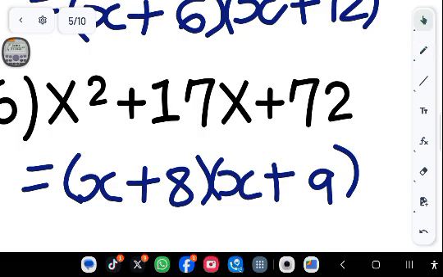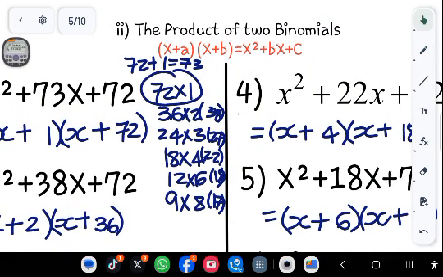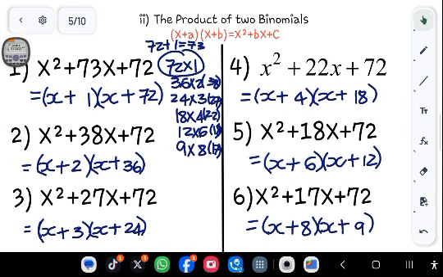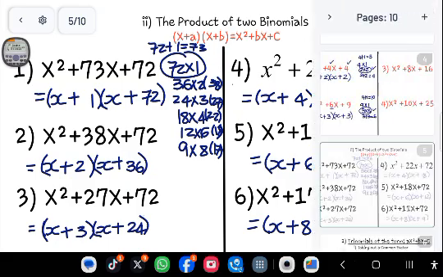And that's how you basically factorize a trinomial that is gotten from the product of any two binomials, and you've got pluses.